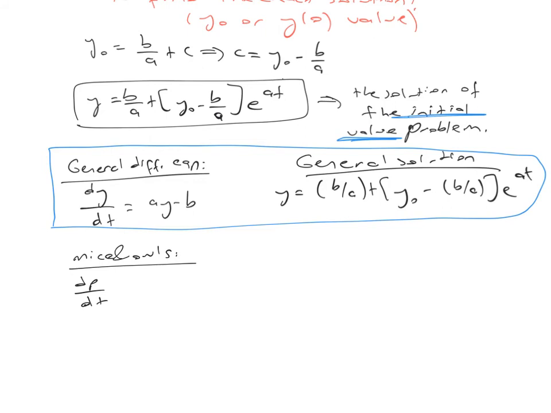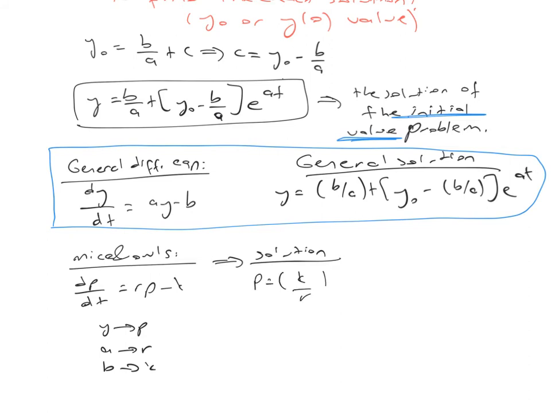It was dp over dt is equal to r times p minus k. Here, p corresponds to y and r corresponds to a and k corresponds to b in general differential equation. Let's write this down. So P is equal to K over R plus P0 minus K over R times e to the RT.